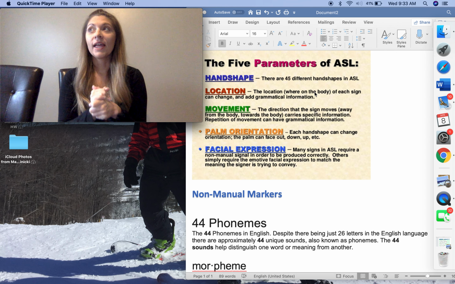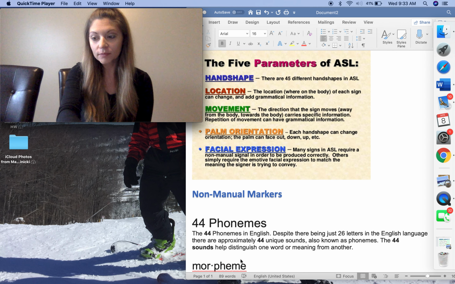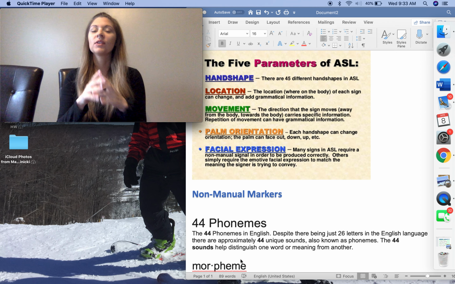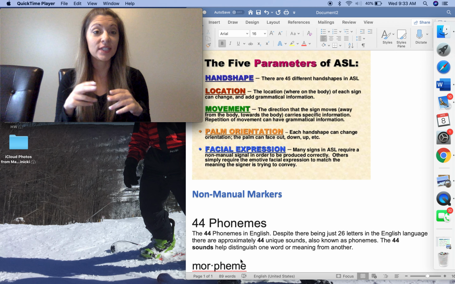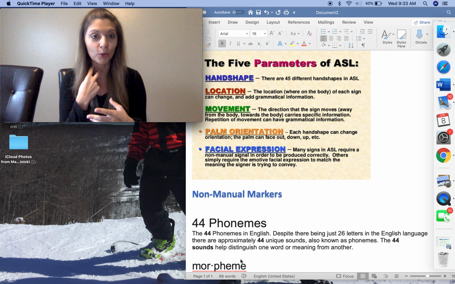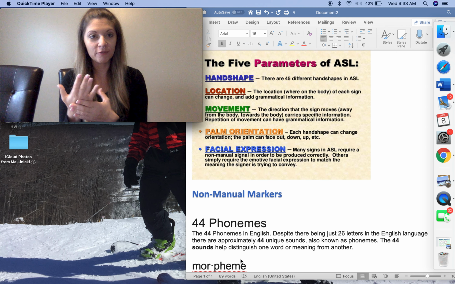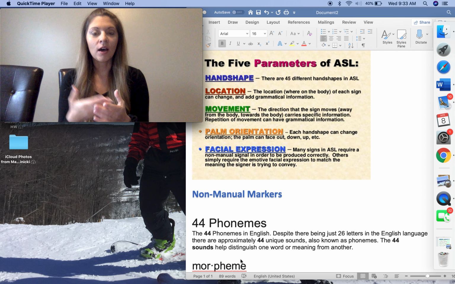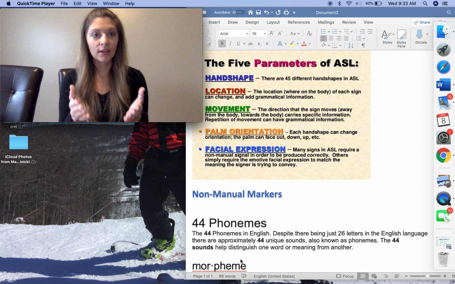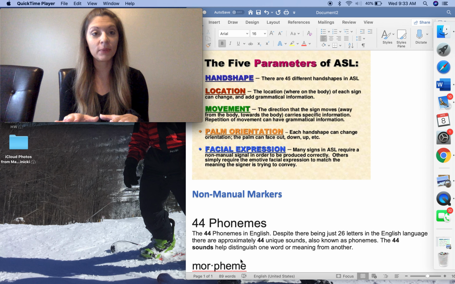Just like in English, we have 44 phonemes right here. And the definition of a phoneme, a lot of people in linguistics will explain it as different sounds within a language, but that's not very accurate when you're thinking about non-verbal languages. So phonemes are basically the 5 parameters and morphemes in ASL. Alone, a phoneme doesn't mean anything. A phoneme, the definition, is the smallest unit of language that holds no meaning.